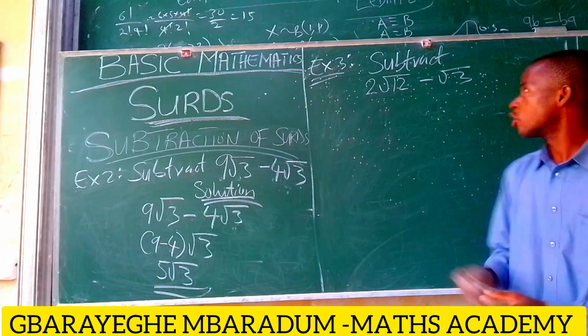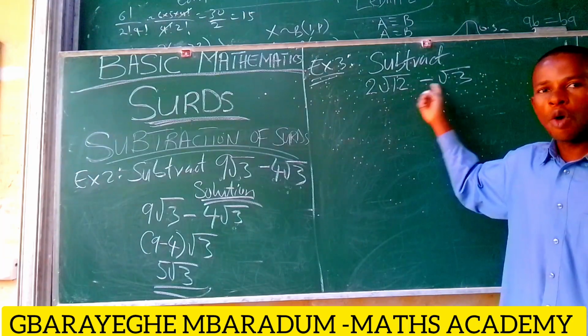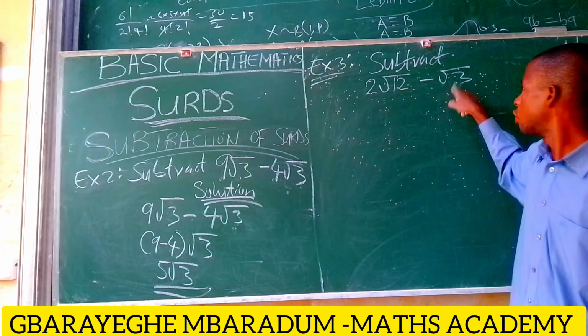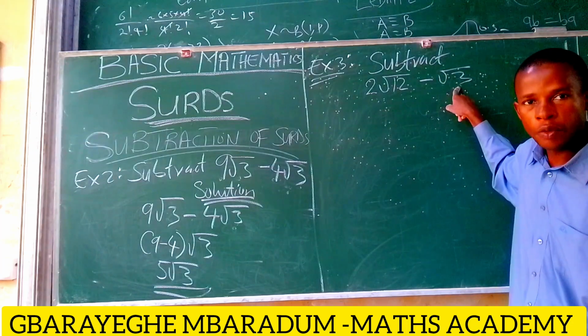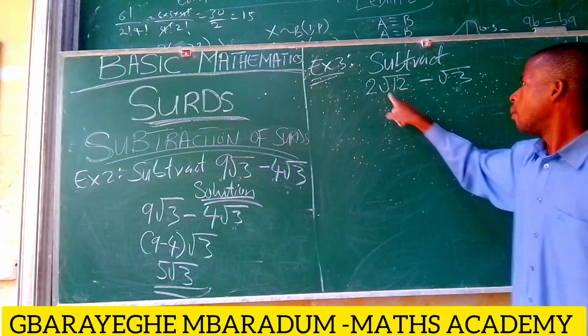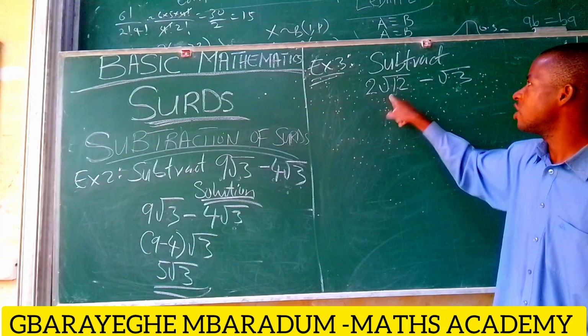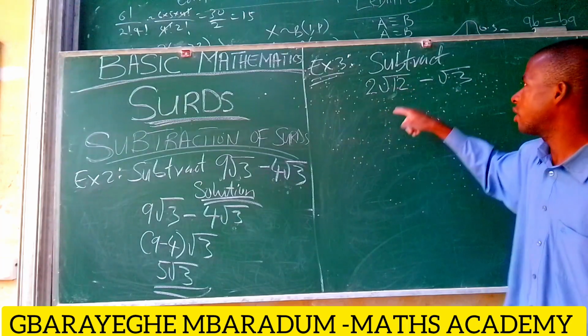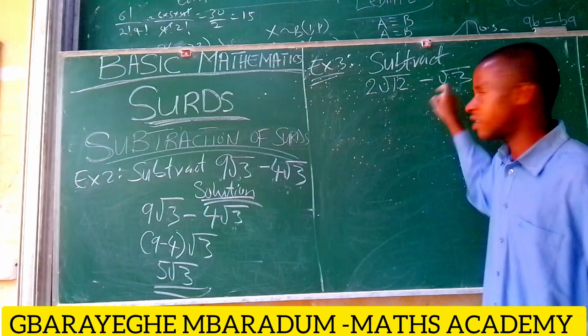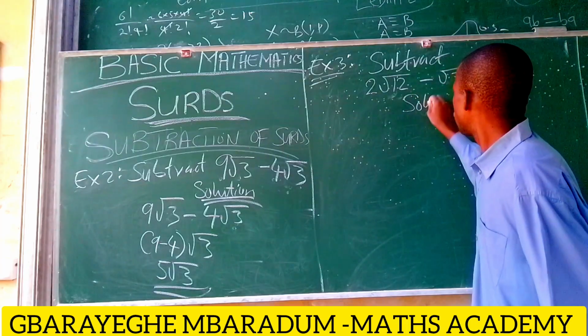You know that for you to be able to subtract this surd, they must have the same root. This root 3 is already in a simplified form. You cannot simplify it further, right? But this root 12 can be simplified further. So let's look at how to simplify this root 12 first so that we check if it's in the same base. Let's look at the solution.